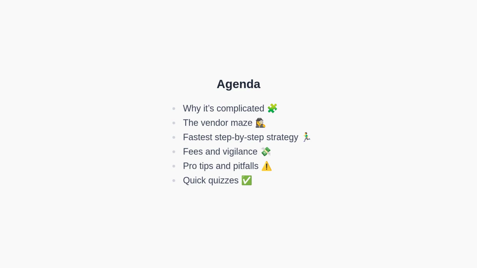First, we will outline why the commissary funding process is complicated. Next, we will explore the vendor maze and how facilities choose different providers. Then, we will share a fast, step-by-step strategy to find the correct vendor for any facility. After that, we will discuss fees and vigilance, followed by practical tips and common pitfalls. Finally, we will test your knowledge with quick quizzes.